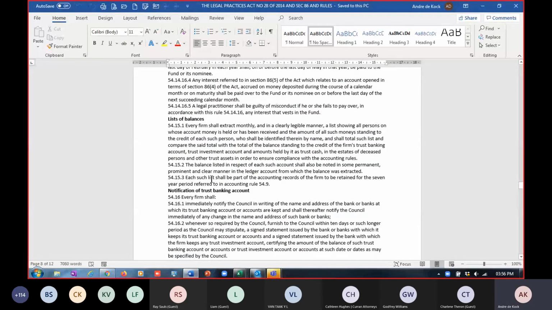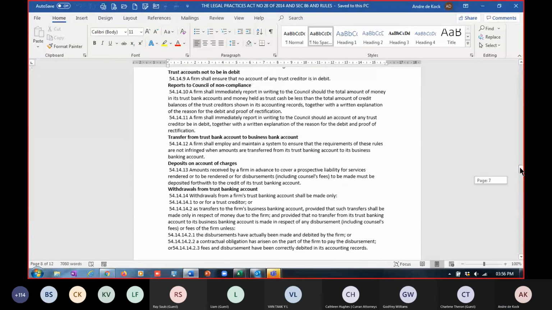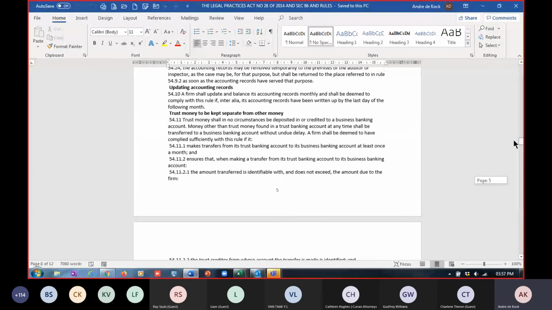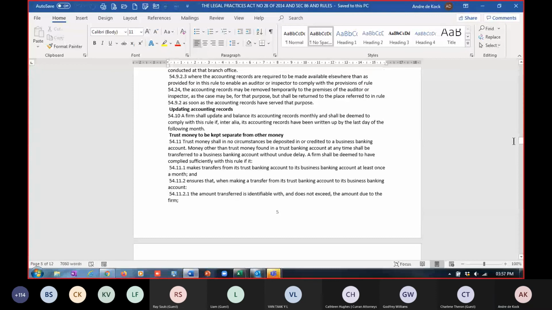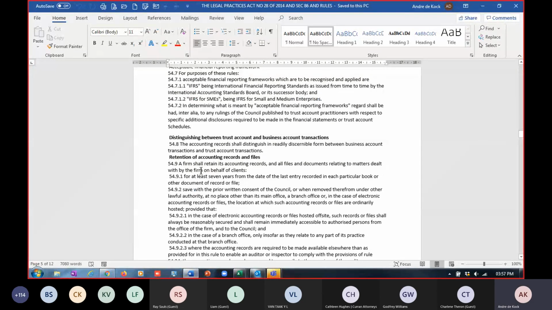Each such list shall be part of the accounting records of the firm to be retained for the 7-year period referred to in 54.9. What does 54.9 say? Where is 54.9? Wait, I'm going too fast. Yeah, 54.9. Retention of accounting records and files.